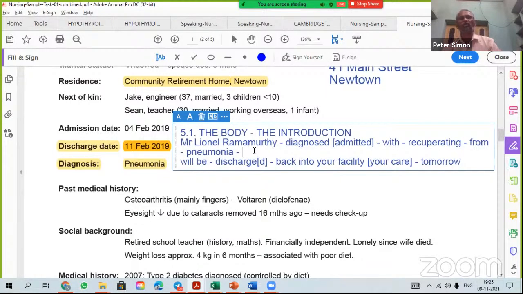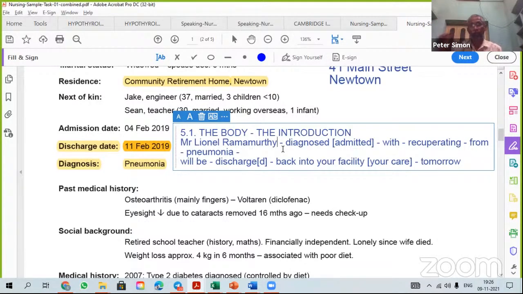Is being discharged back into. So Mr. Lionel Ramamurthy, comma. So you can make 3 sentences. Mr. Lionel Ramamurthy was diagnosed with pneumonia. He has been recuperating well, and then he is discharged. He will be discharged back into your facility tomorrow. Like that.